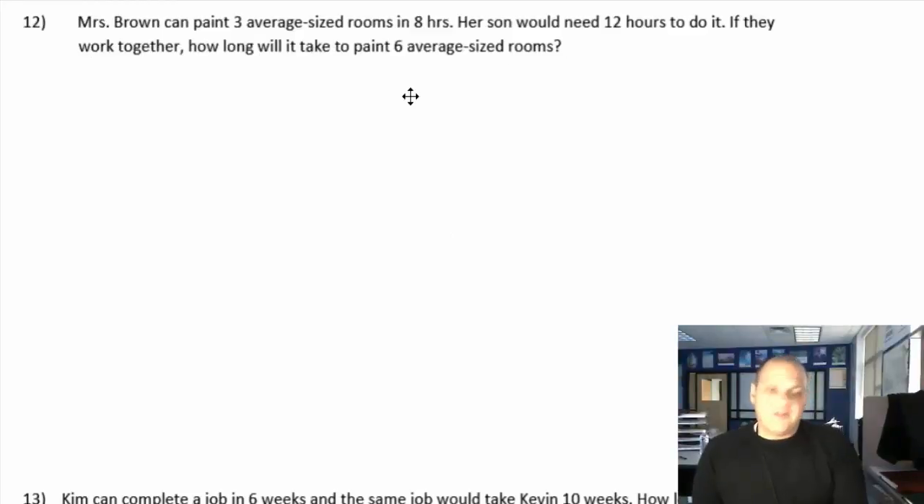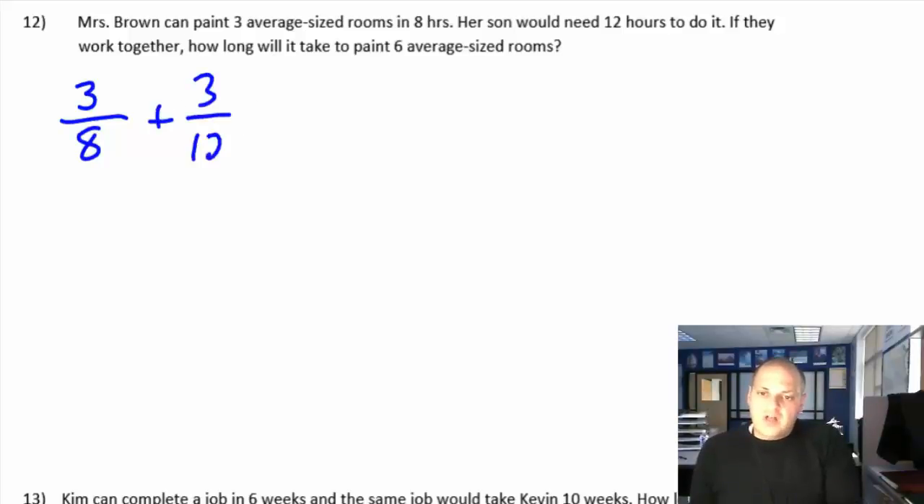Mrs. Brown, these work problems. Mrs. Brown could paint 3 average size rooms in 8 hours, so her rate would be 3 to 8. Her son would need 12 hours to do the same thing, so her son can paint 3 in 12 hours. If they work together, adding, how long will it take to paint 6 rooms? 6 rooms in how many hours?